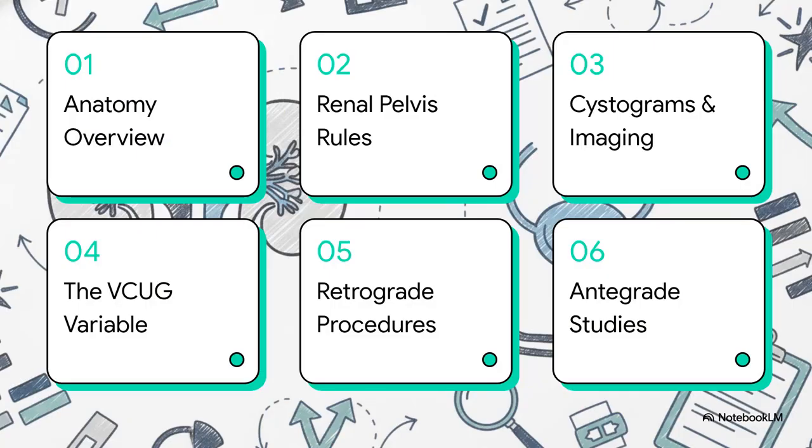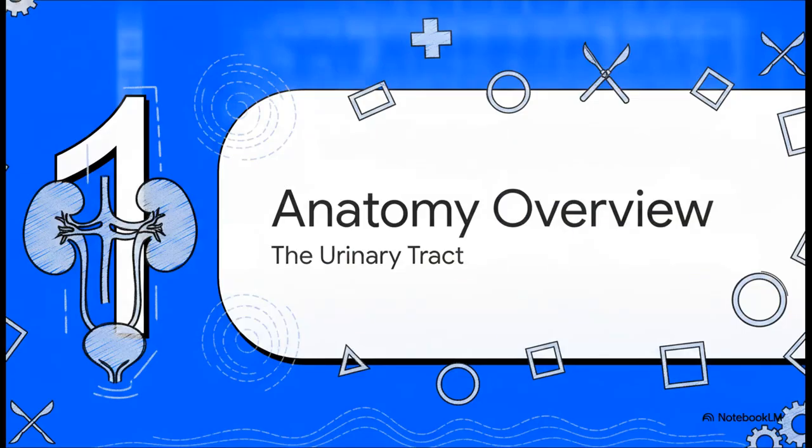Okay, so here's our roadmap for today. First, a quick urinary system anatomy overview, followed by renal pelvis percutaneous rules. Then we'll look at cystograms and bladder imaging, dive into the VCUG voiding variable, explore retrograde procedures, going against the flow, and finally, we'll finish up with antegrade studies and new access. Let's kick things off with Section 1, Urinary System Anatomy Overview.